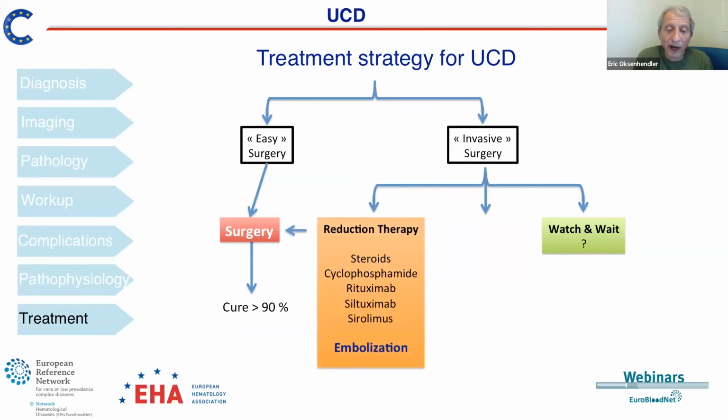Otherwise, we may try to reduce the size of the tumor, thinking of an easier surgery thereafter. So a number of drugs have been used: steroids, cyclophosphamide, rituximab, cetuximab, sirolimus. And I must say that all these approaches are really disappointing in reducing the size of the tumor. Another option is embolization.